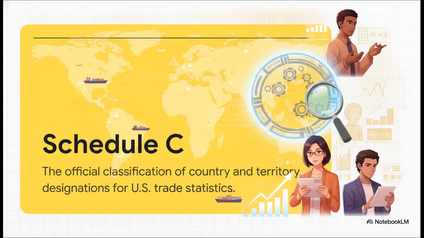So the absolutely crucial point here is that this decoder ring is officially known as Schedule C. It's the official classification of country and territory designations used exclusively for compiling U.S. export and import statistics. Basically, whenever statistical information is needed for foreign trade reports, using these specific numeric designations is mandatory. There's no way around it. If you want to import or export, you have to play by the rules of Schedule C.